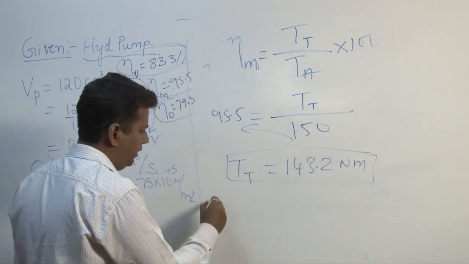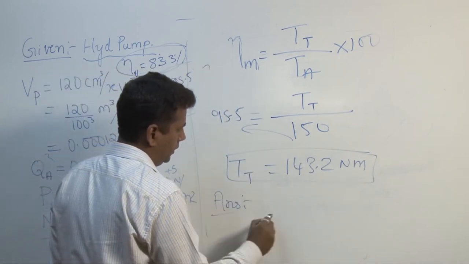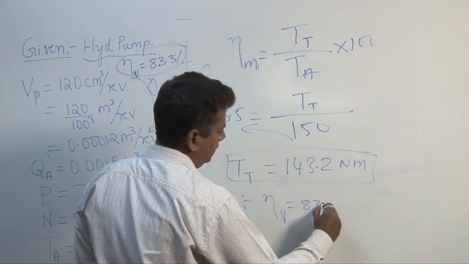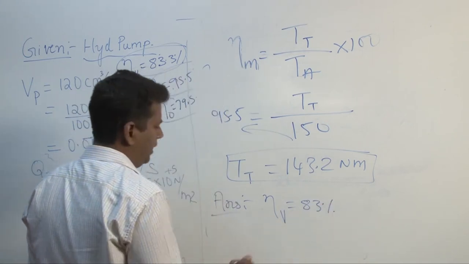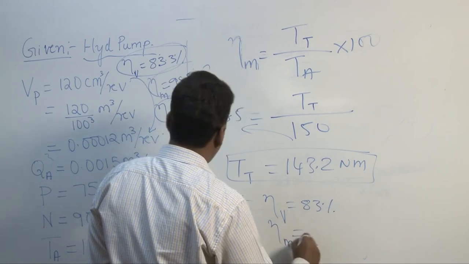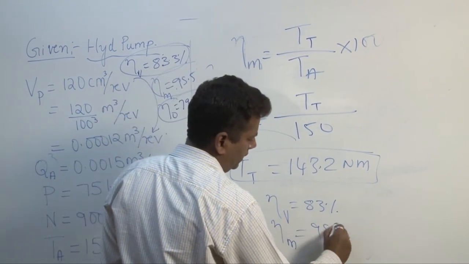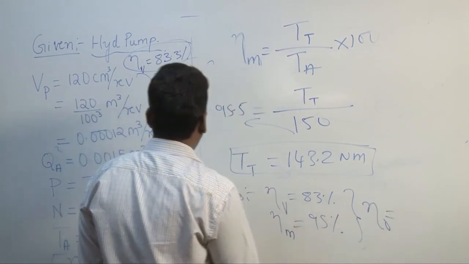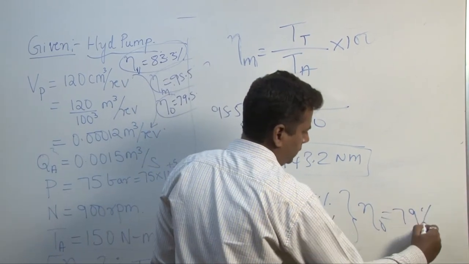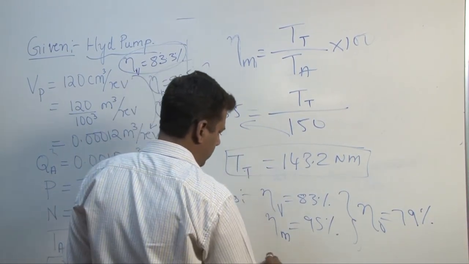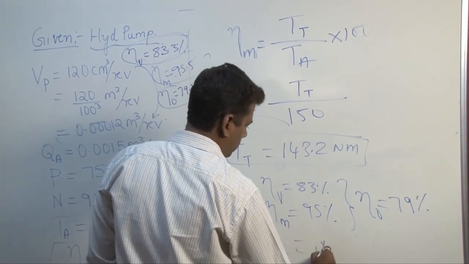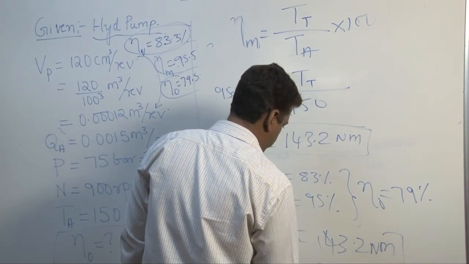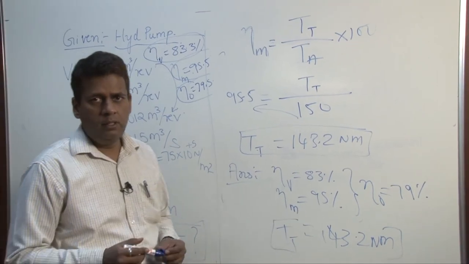So, finally, write down the answer: volumetric efficiency 83%, mechanical efficiency 95.5%, overall efficiency 79.5%, and the theoretical torque is 143.2 Newton meter. So this is how you have to solve the problem systematically.